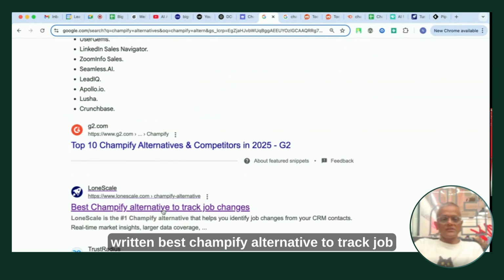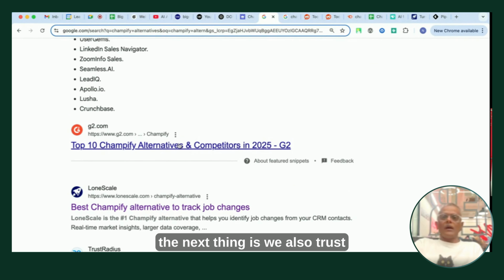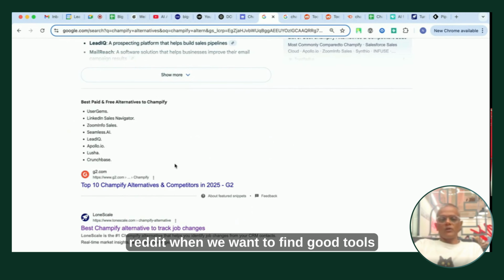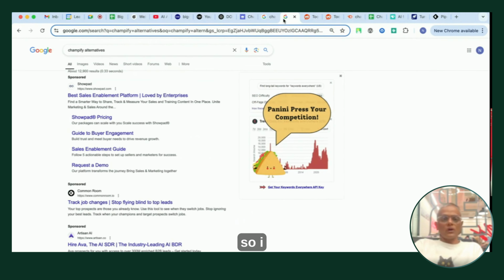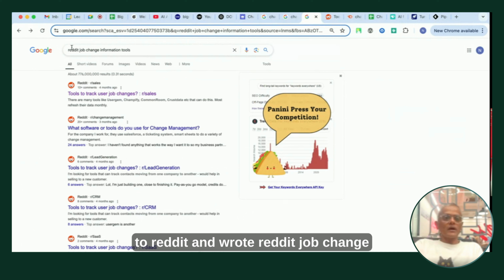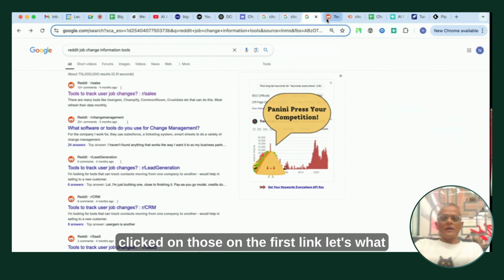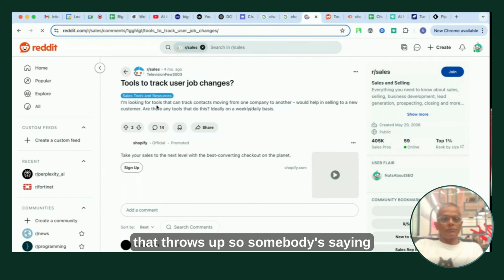I also see right after G2, someone has written "best Champify alternative to track job changes." So that means I'm going to add this site also. So I picked up Loan Scale. And the next thing is we also trust Reddit when we want to find good tools. So I went to Reddit and wrote "Reddit job change information tools." And I clicked on the first link. Let's see what that throws up.